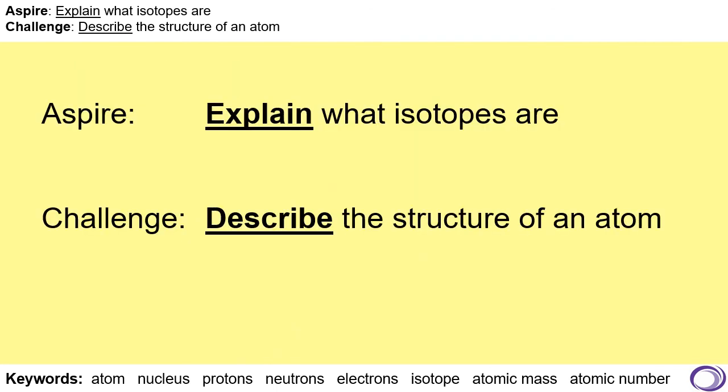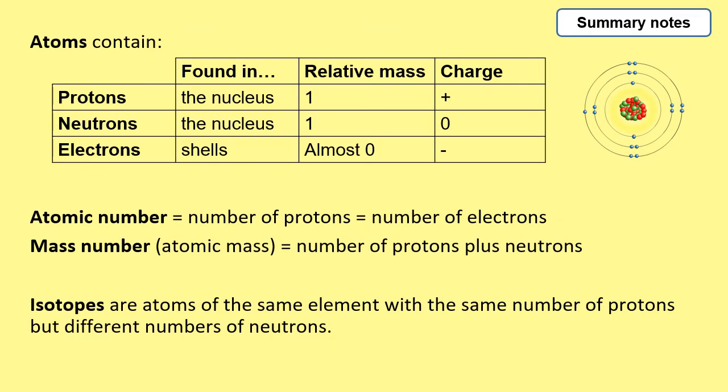So that's the end of our lesson. So well done. You should now be really confident with describing the structure of the atom and explaining what isotopes are. On this last slide then are just some summary notes if you feel that you have missed any of this and would like to add it to your notes, and I will see you in our next lesson.